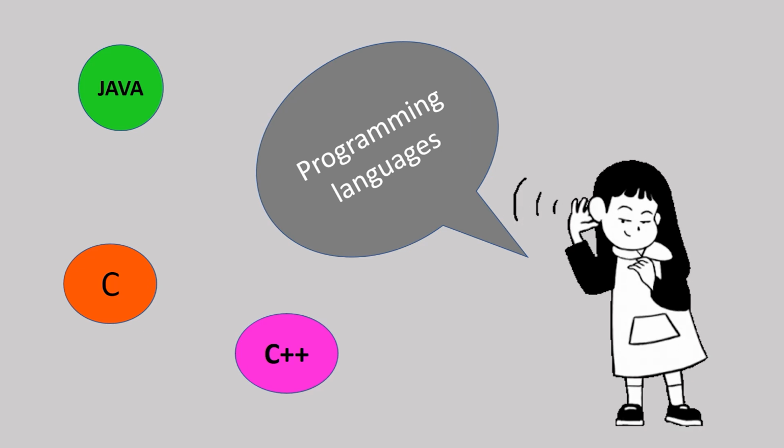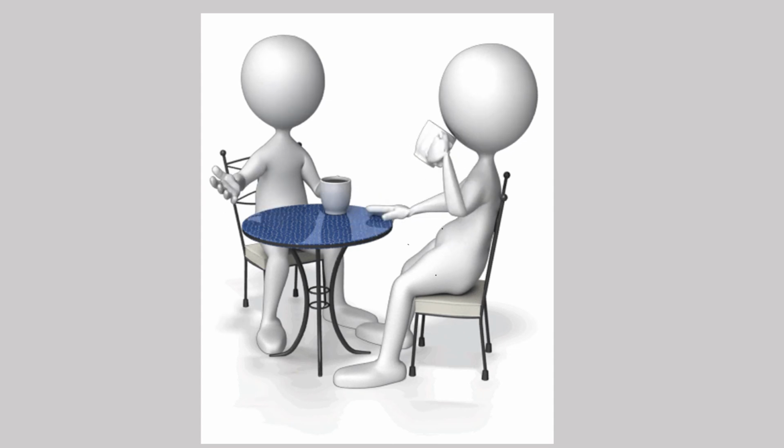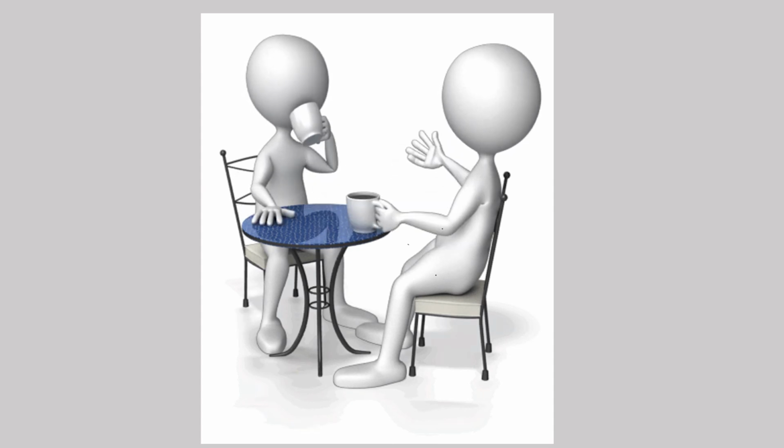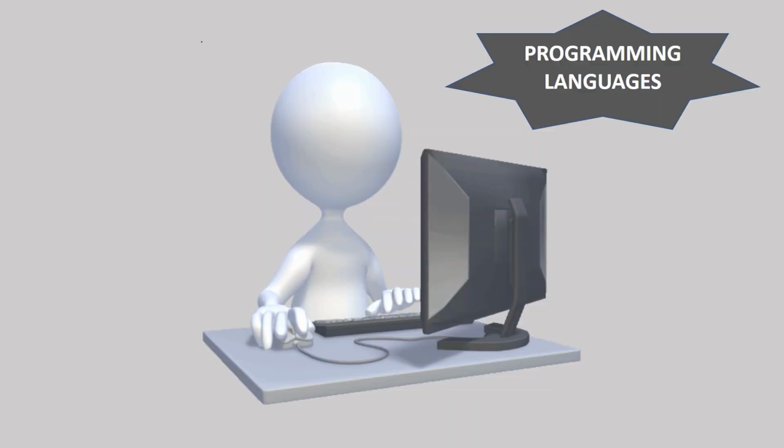Well, if a person wants to talk with someone, he or she would use any language of his or her preference. Similarly, a language is needed to communicate with a computer. This language is called programming language, and the type of choice of language depends on the need of the user. We will study more about these languages in the upcoming videos.